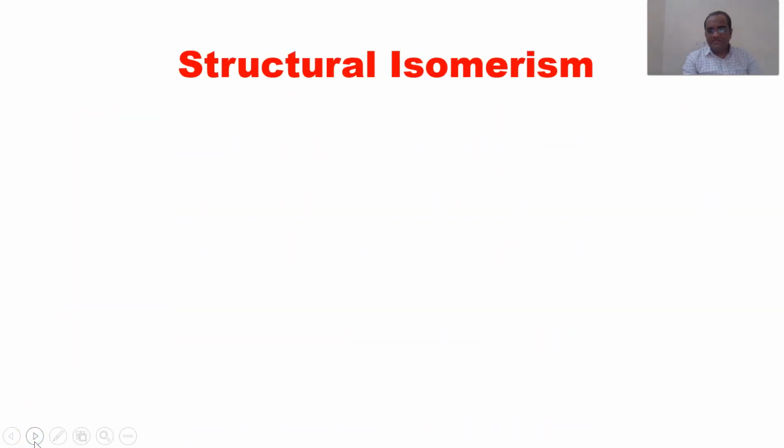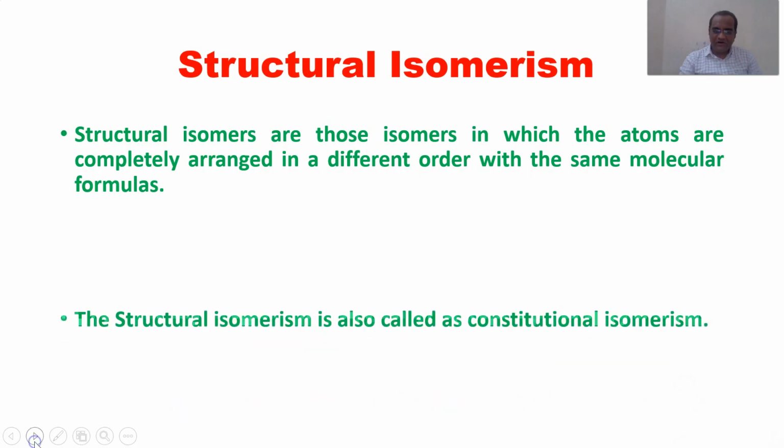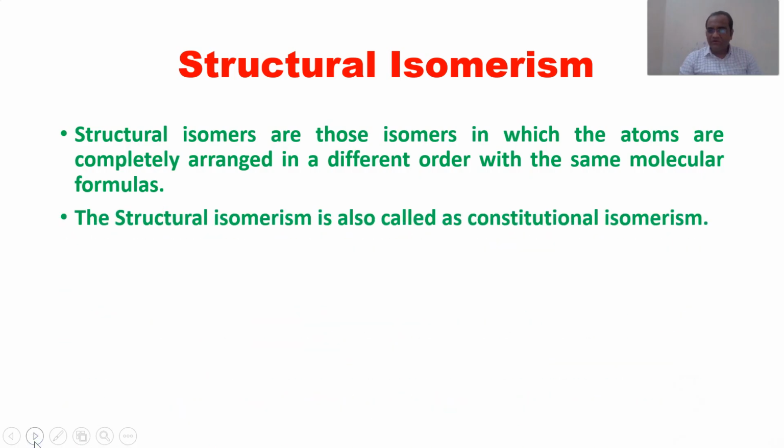Now we'll see the concept of structural isomerism. Already I've discussed this structural isomerism also. Structural isomers are those isomers in which the atoms are completely arranged in a different order with the same molecular formula. Already we have seen an example of butane, n-butane and isobutane.